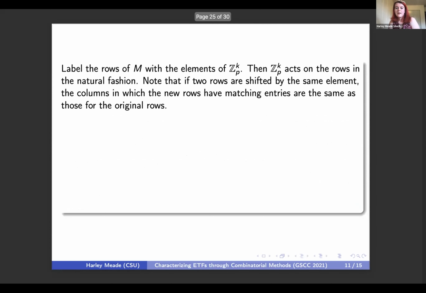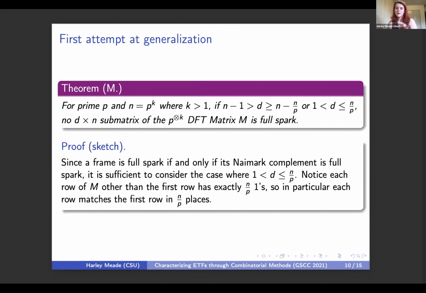Notice here that in the case that P is 2, this encapsulates all of the rows. So if you have a Sylvester-Hadamard matrix, which is the P equals 2 case here, then no D by N submatrix of this is going to be full spark, other than the trivial cases of 1 row or N minus 1 rows, which is kind of neat.